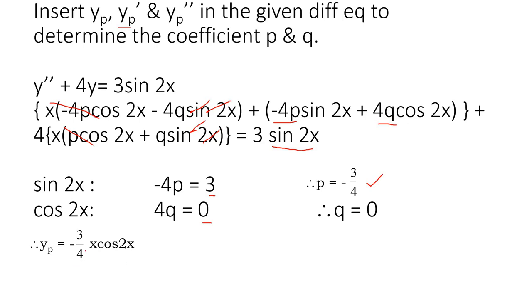So plug in the p. Initially, just now we chose the yp, because of the clash, that's why you multiply by x. You have p cos 2x just now, p cos 2x plus q sin 2x.